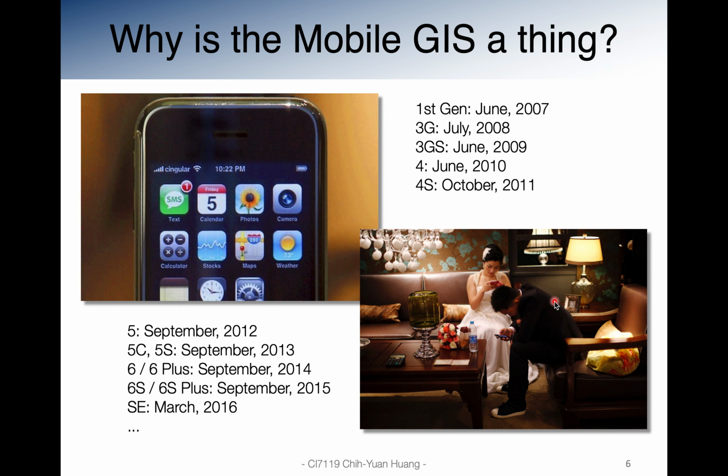The mobile phone or smartphone development actually has a very big jump since 2007, which is the first generation of the iPhone released by Apple. After that, every year Apple releases a new model of the iPhone, and every time it releases one, it always attracts a lot of people to buy those new iPhones. And till now, a lot of people own smartphones and use smartphones very regularly every day.